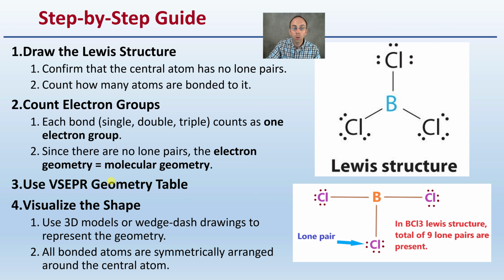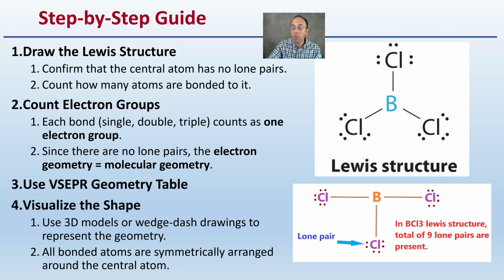Use the VSEPR geometry table and visualize the shape. Use a 3D model or wedge-dash drawings to represent the geometry. All bonded atoms are symmetrically arranged around the central atom. So in this case, the BCl3 Lewis structure, a total of 9 lone pairs are present here.